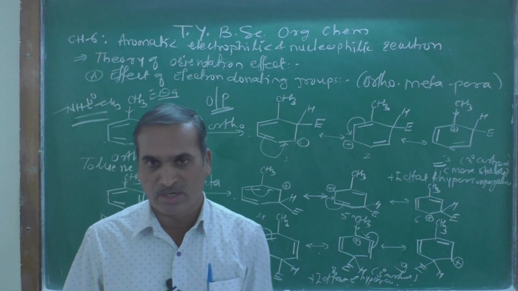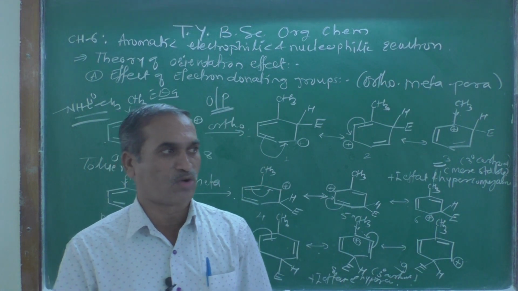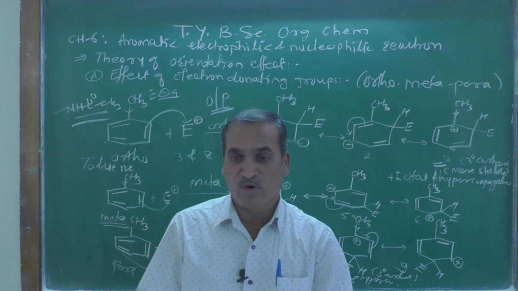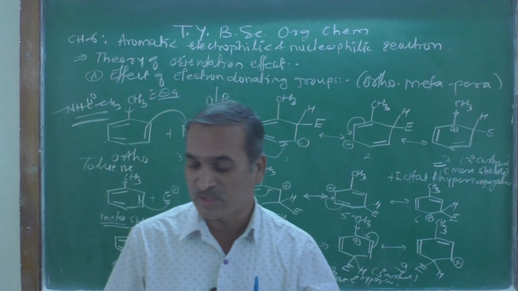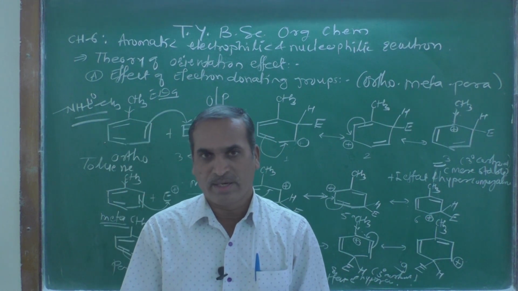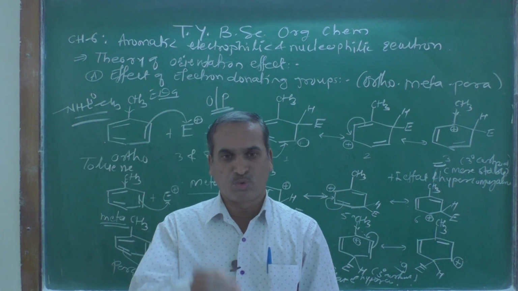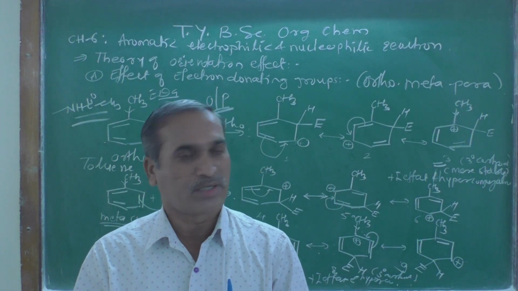In the next lecture, we are going to see what type of director an electron withdrawing group is. That we will see in the next lecture. With this, let us wrap up today's lecture. Next time we will see another topic. Let us stop here today.